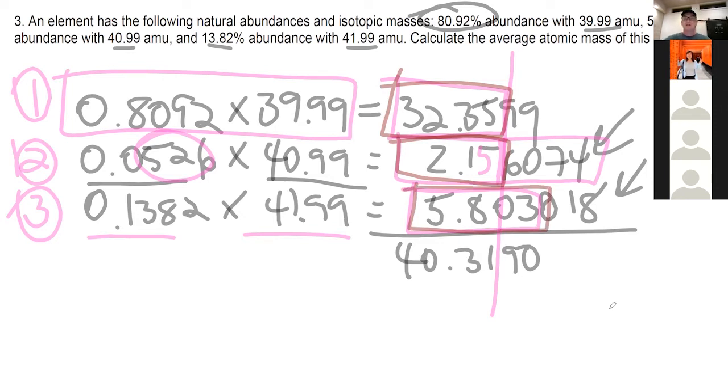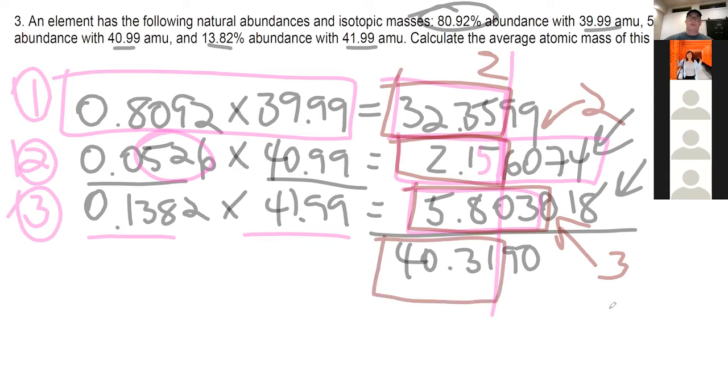So that tells us that the most we can go beyond the decimal point is 2 places. This one goes by 2, this one goes by 2, and this one goes 3 beyond the decimal. So we have to chop it off at 2 beyond the decimal. So that would be right there.